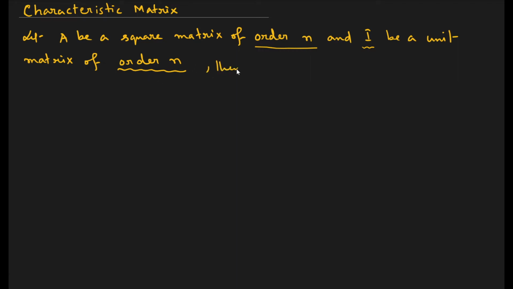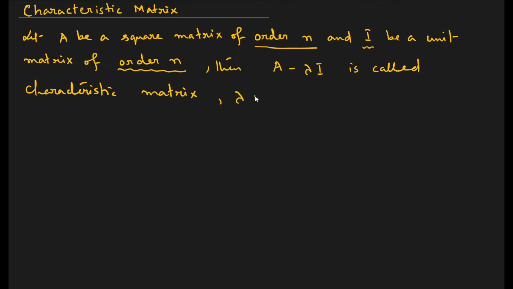Then A minus lambda into I. Now this is a new matrix. What is lambda? Lambda is a constant. Then A minus lambda I is called the characteristic matrix. So it's very simple. Lambda is an indeterminate, a constant. In problems we can find the value of lambda, which we will discuss later.